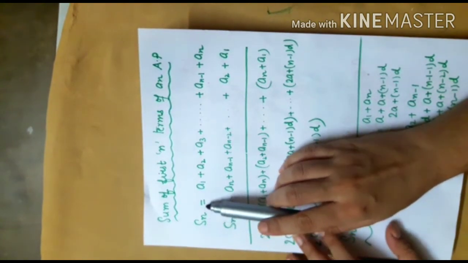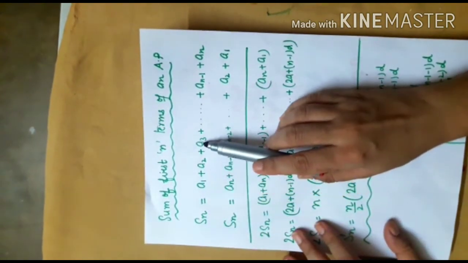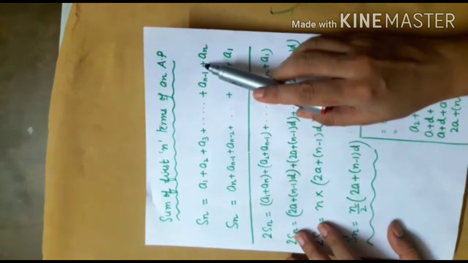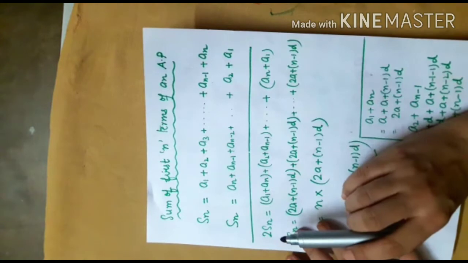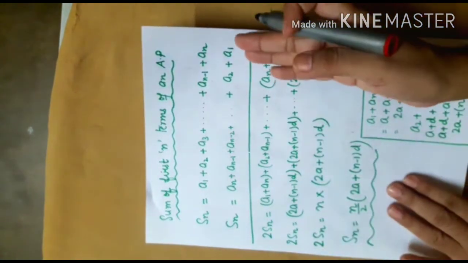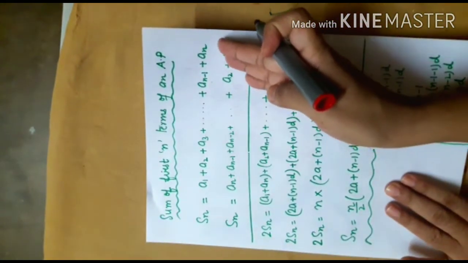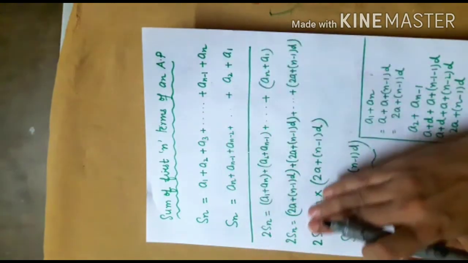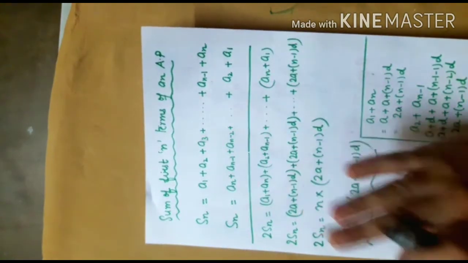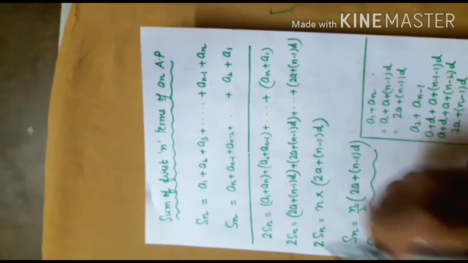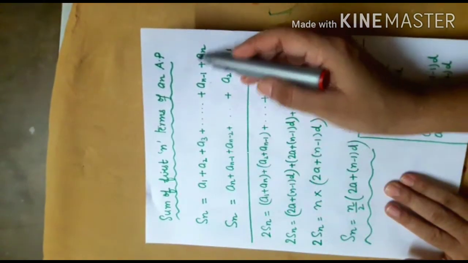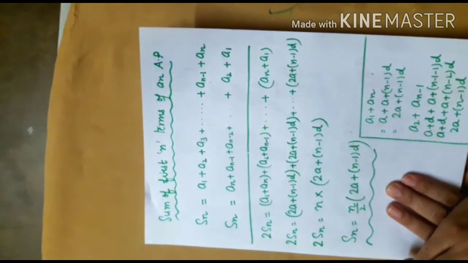Let Sn be equal to A1 plus A2 plus A3 plus so on till An. This is the sum of first n terms. Now if I write these terms in reverse order, will the sum change? No, it will be same. So I'll reverse the order of the terms.